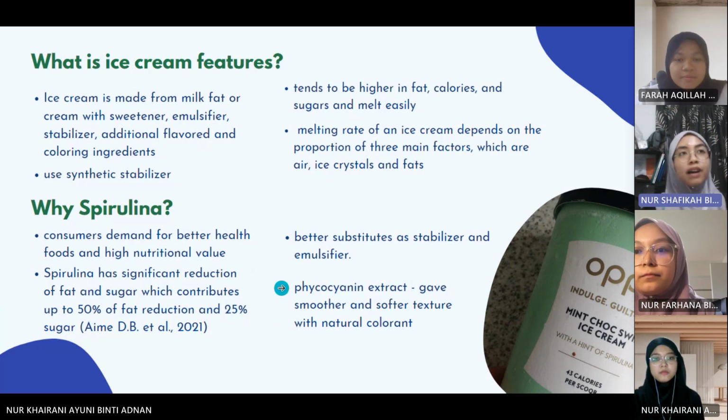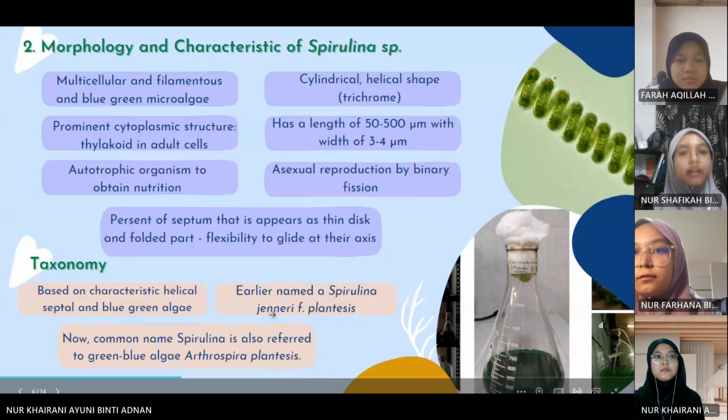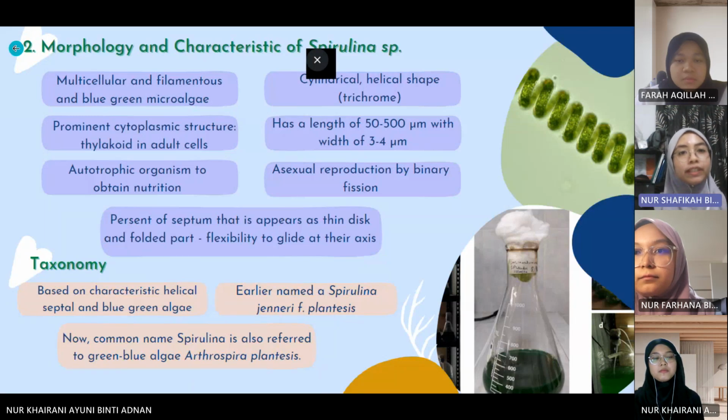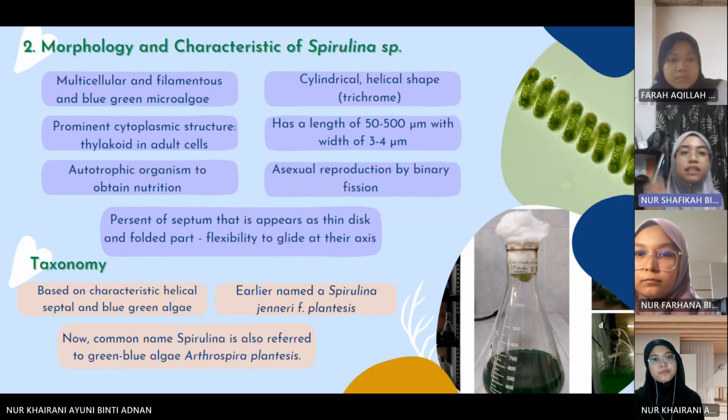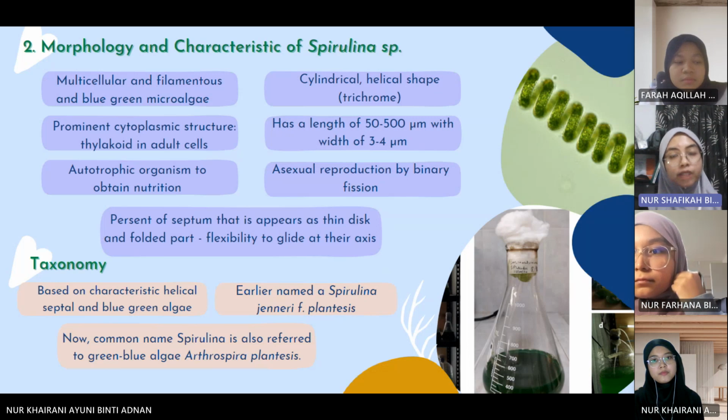Next, I will explain to you the characteristics of Spirulina platensis. Spirulina is actually unicellular. However, when it becomes adult and filamentous, it becomes multicellular, and thus this spirulina is termed blue-green microalgae. The shape of spirulina is cylindrical and helical, which is called a trichome.